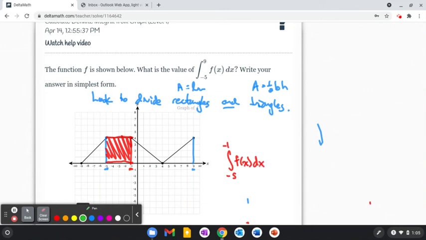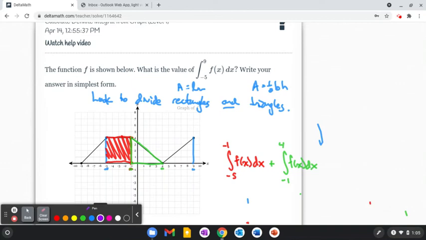Okay, and then I'm going to look for my next interval, plus. I'm going to start at this spot, -1, and you can see we get a nice natural triangle right here. Boom, that's good. So that's plus the integral from -1 in the x up to 4 in the x direction, f of x dx.